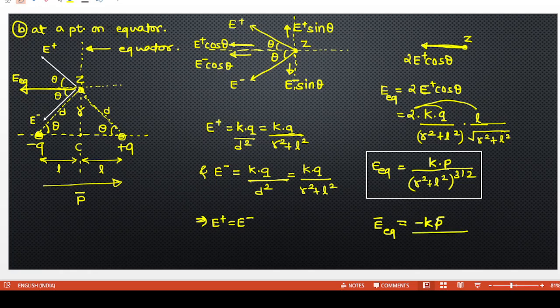Use a minus sign in between. Do E bar and P bar have the same directions or opposite? Opposite. So this minus sign says reverse the direction of P bar. Minus means reverse. Reverse the direction of P bar, then you will get the direction of E bar. You cannot write E bar and P bar directly, they don't have the same directions. So use one minus sign to reverse the direction of P bar, and now you can get the direction of E bar. So minus K P bar upon R square plus L square bracket raised to 3 by 2. This is your vector form. Is it clear? Any doubt in this?